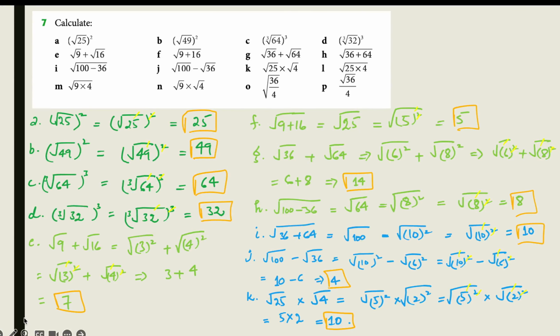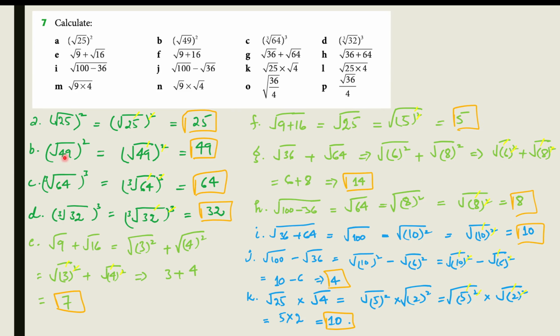Let's just continue solving our next question of the exercise. Question number 7 of the exercise has different parts, and these are the expressions that are having powers and roots. So the very first one is the square root of 25, whole squared. So how do we solve it? We do know that square is the inverse of the square root, so these two cancel each other. When we cancel these two, we are left with 25. So the final answer is 25.